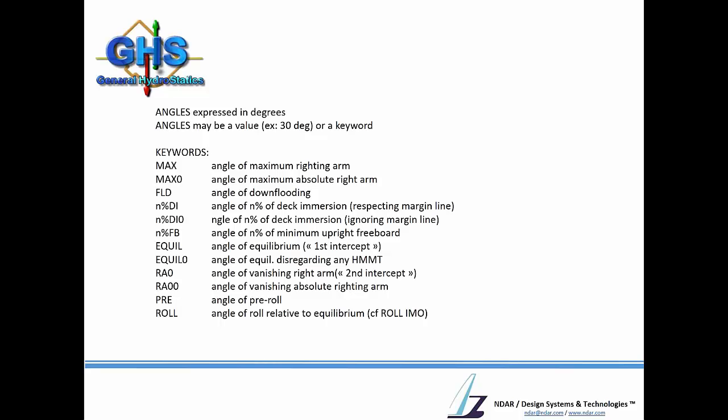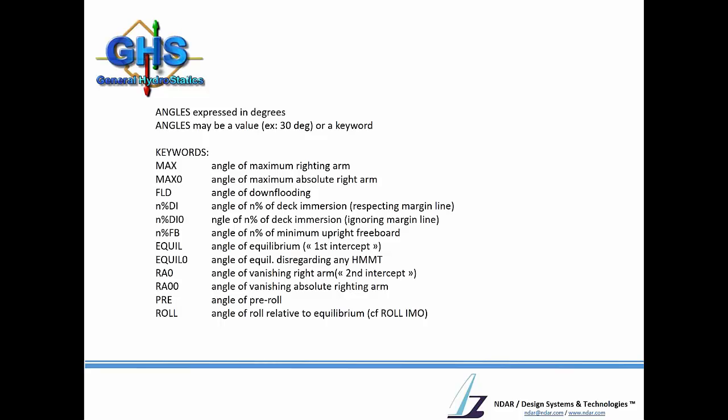The first one is max, which is the angle of maximum righting arm. Max 0 would be the angle of maximum absolute righting arm, and the difference here is that max would be the residuary righting arm, so this is basically the righting arm minus the healing arm, which implies that the healing moment has been defined, whereas max 0 is basically ignoring the healing arm. It's only the absolute righting arm being checked.